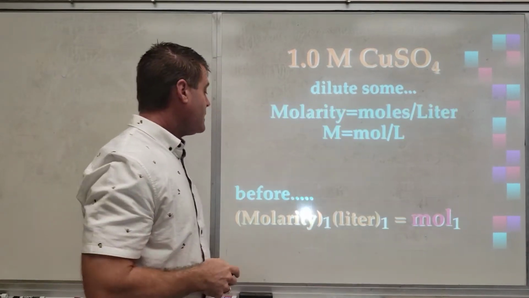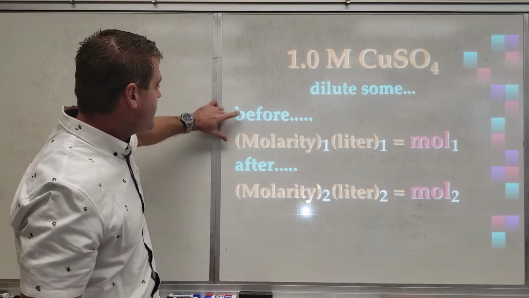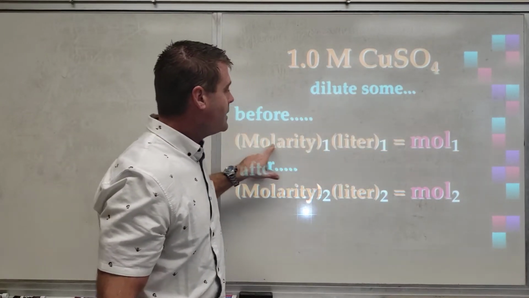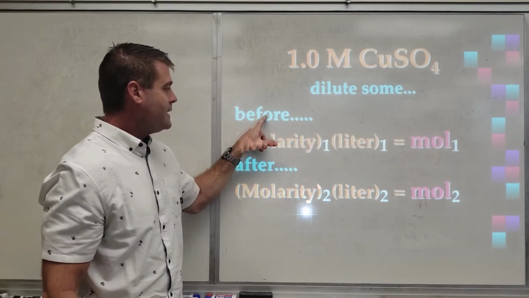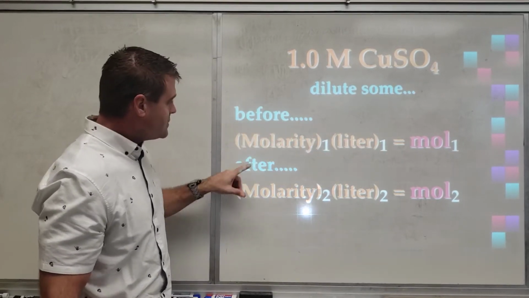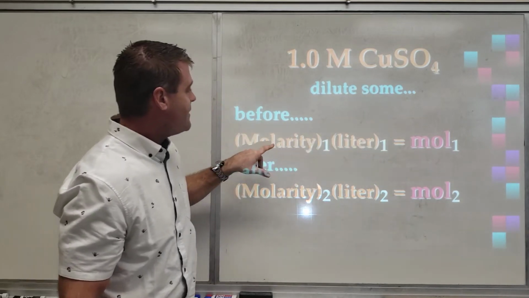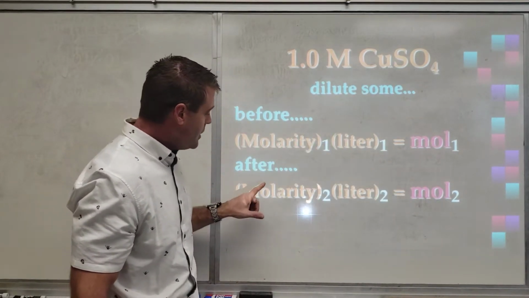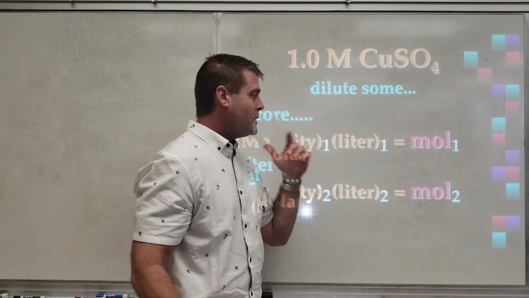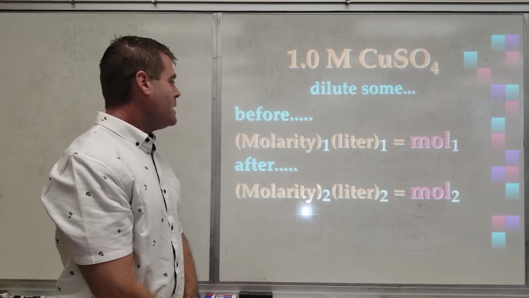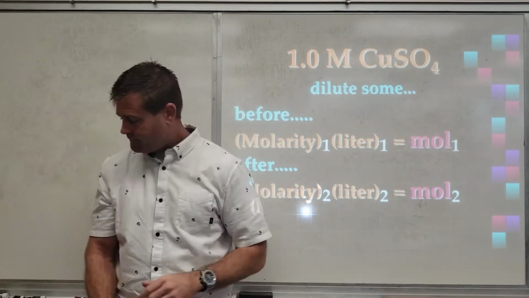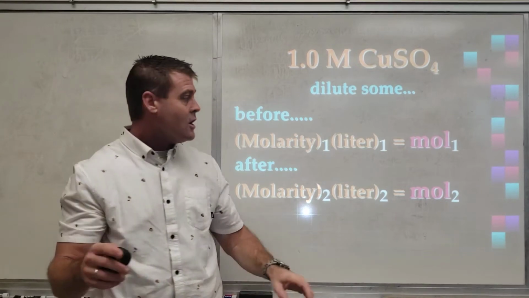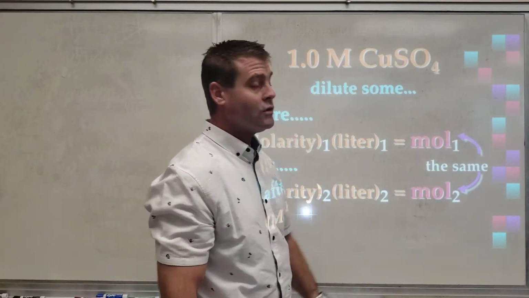So we can kind of compare. Let's say we take the molarity, the liters, and the moles. Let's say we have those values before we dilute, and then after dilution. I'm going to call the ones the values before dilution. I'm going to call the twos the values after dilution. And then after dilution, we have a certain molarity, liters, and moles. Once again, what did we say is the same before dilution and after dilution? Don't we have the same amount of copper sulfate in there? So these are the same, moles 1 and moles 2.